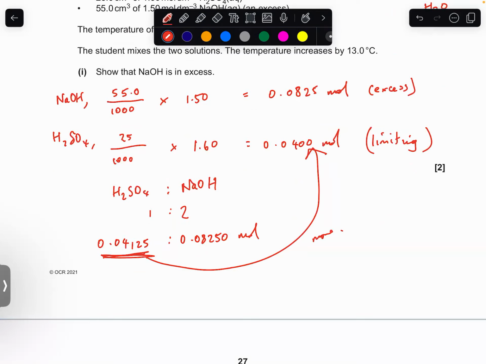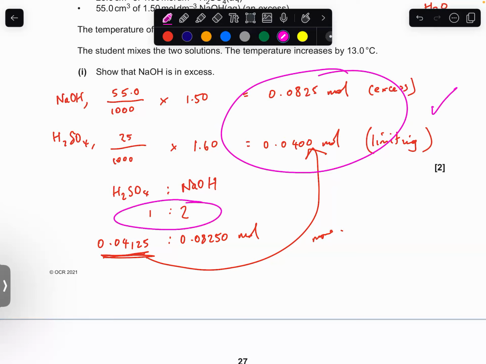Let's have a look at the mark scheme. 1 mark for these two. You get a mark for that. And 1 mark for one mole. Yep, you'd either get 1 mark for that or 1 mark for that. We good?